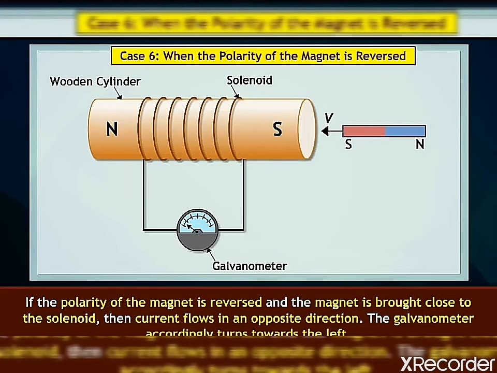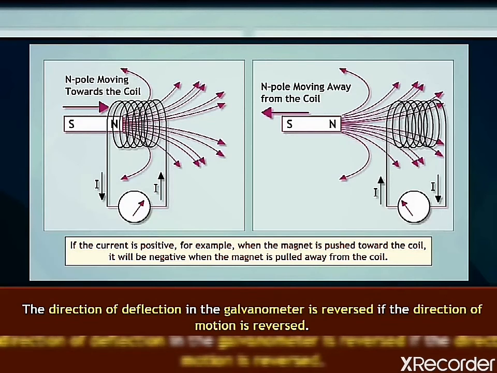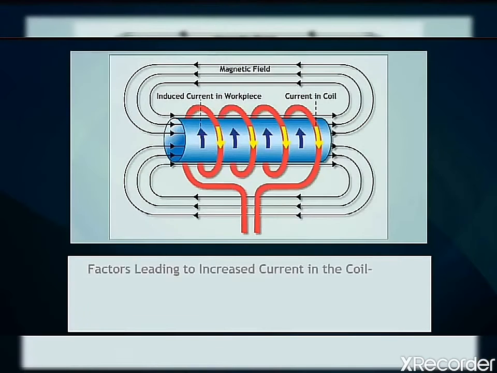Similarly, when the polarity of the magnet is reversed and the magnet is brought closer to the solenoid, the current flows in an opposite direction and the galvanometer accordingly deflects towards the left, as illustrated. Now, in line with Faraday, he observed that current flows in the coil only when there is relative motion between the coil and the magnet. Thus, no current or electromotive force is induced when the magnet is stationary. The direction of deflection in the galvanometer is reversed if the direction of motion is reversed. This is demonstrated.